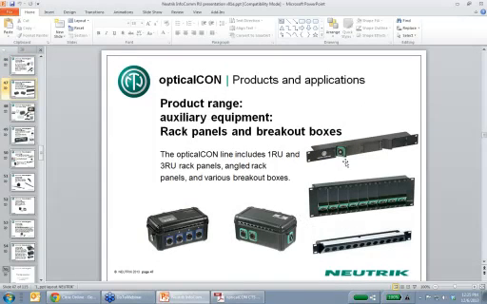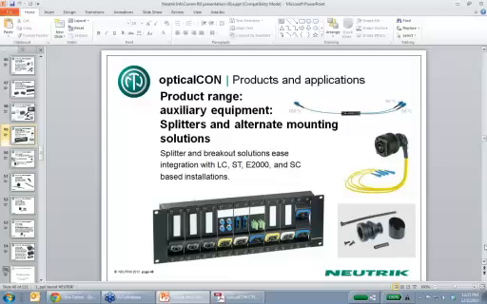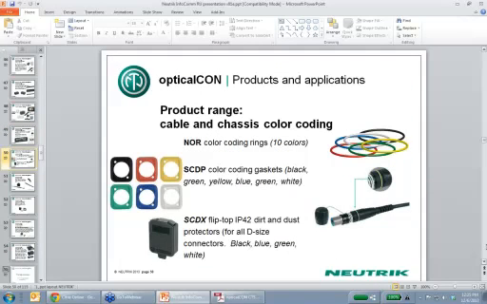We have lots of rack panels, breakout boxes. Companies like BTX will make their own breakout boxes as well. Good things for you to know about. I'll skip past a little bit. I want to be sure we don't run out of time. We've got splitter solutions, different mounting solutions like this in case you ever have a situation where you need to mount something but you don't have a rack panel available. We have some things for you.